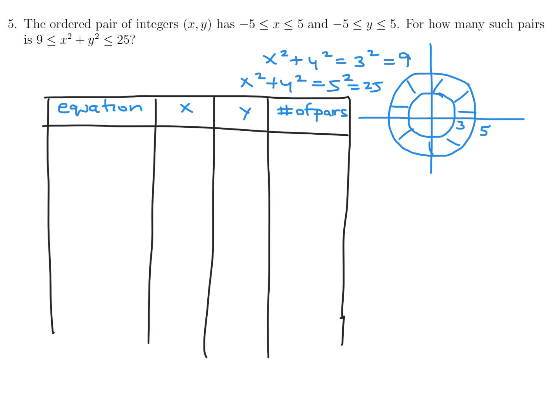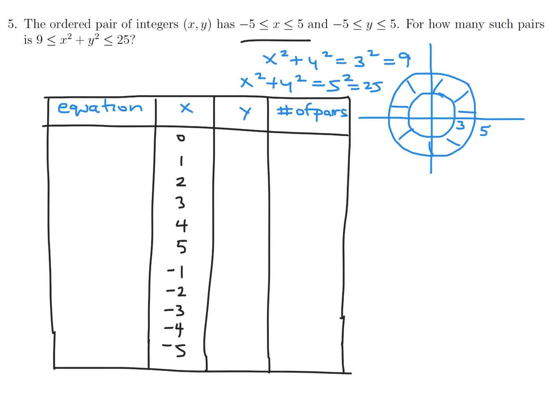Okay, so when x is, we're just going to go through the choices since there's not that many. No, -5 to 5. So first I'll do 0, then I'll do the positive ones, and then the negative ones would be pretty much the same, I think, because there's symmetry in this diagram, symmetry in the equations. Okay, let's see what we get.